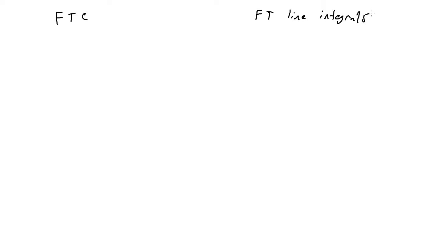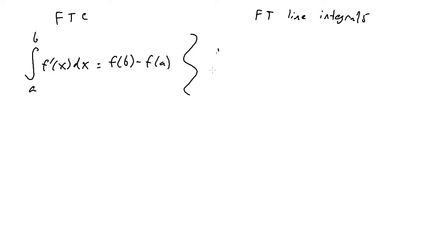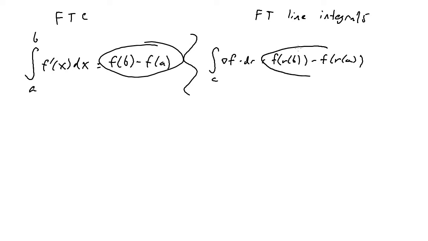The formula for the Fundamental Theorem of Calculus, obviously we learned that back in Calculus 1, and we've used it so many times by now. The integral from a to b of f prime of x dx is just going to equal f of b minus f of a. Now the formula for the fundamental theorem for line integrals is going to be the line integral along C of the dot product of the gradient vector of f and dr is going to equal f of r of b minus f of r of a. So notice the way you evaluate both integrals is very similar.